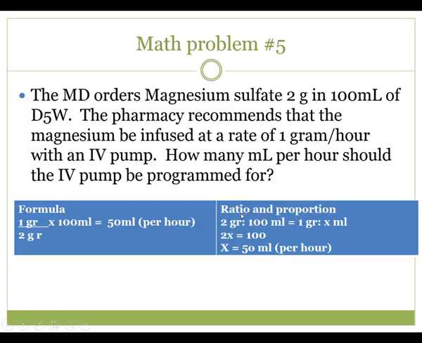Once again, you could do ratio and proportion. If 2 grams is in 100 mils, then 1 gram is in X mils. Solve for your X, and X comes out to 1 gram is equal to 50 mils. We can only give 1 gram an hour, so we give 50 mils an hour.